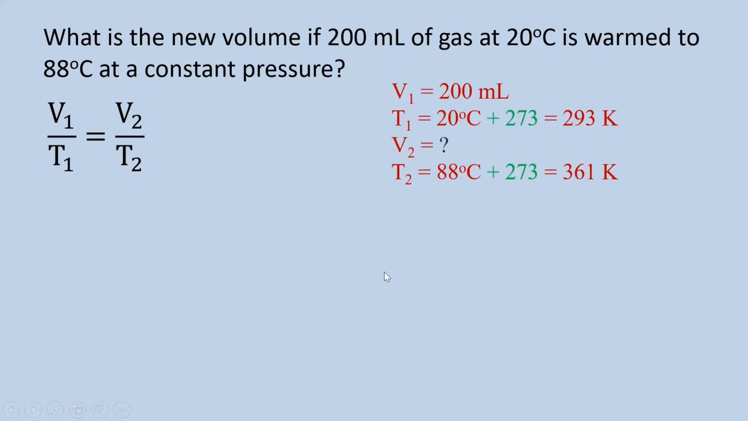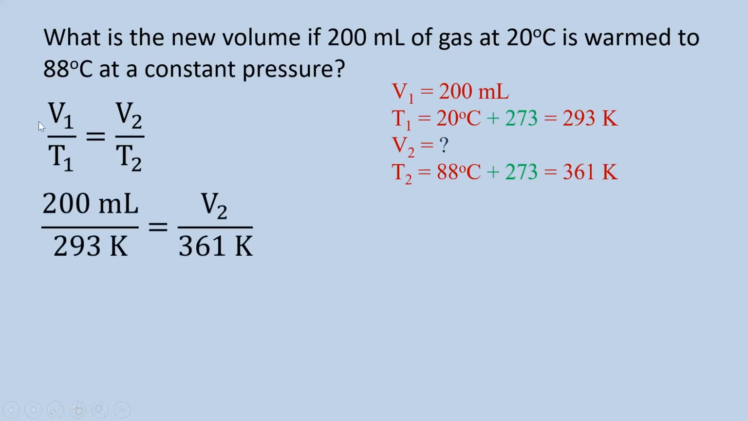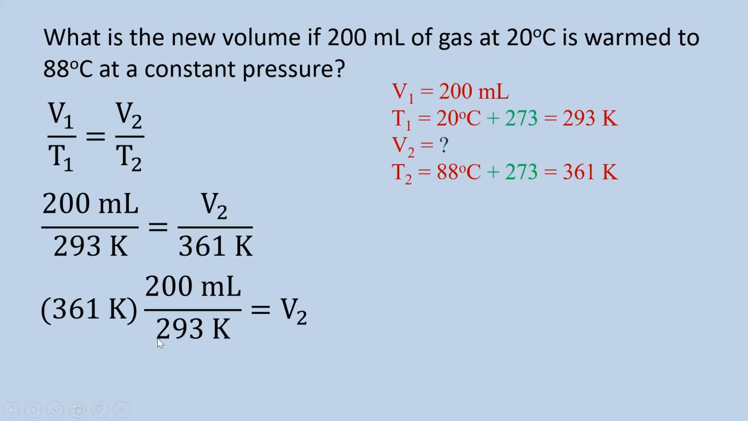5, 4, 3, 2, and so this is how we set it up. 200 over 293, V1 over T1 equals V2, which is what we're looking for, over T2, which is 361. Then we're going to do some algebra. Move that 361 up, just multiply by it on both sides. Now at this point, I invite you all to take out your calculators, type this in, and make sure you're able to do this final little part of the calculation.